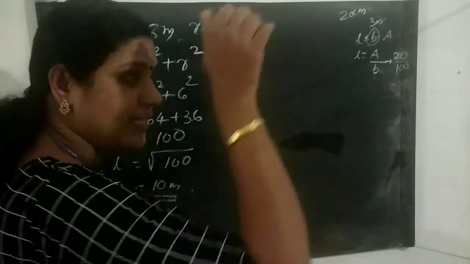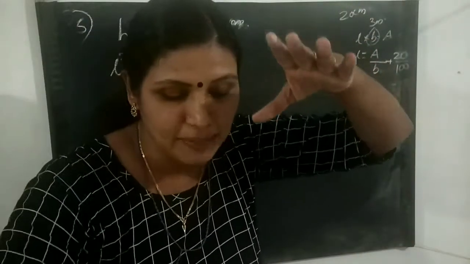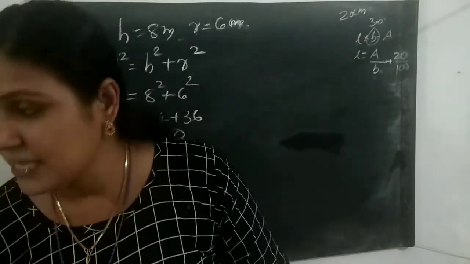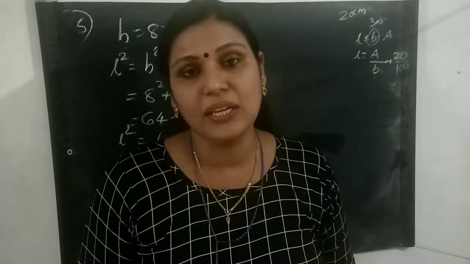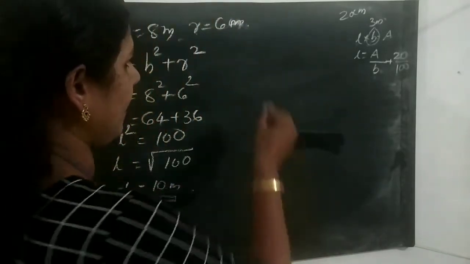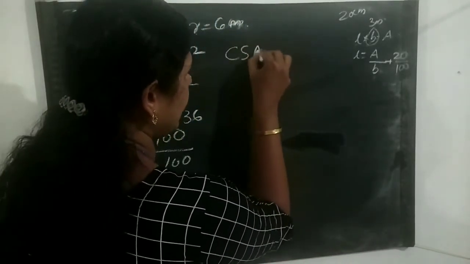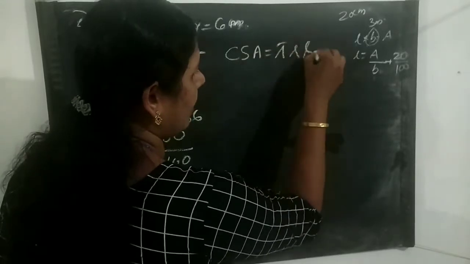We need this conical tent. This is a conical tent, so the base is not needed. It is a conical tent, so base is not needed. So we have to find the CSA. That is, CSA equal to pi R L.